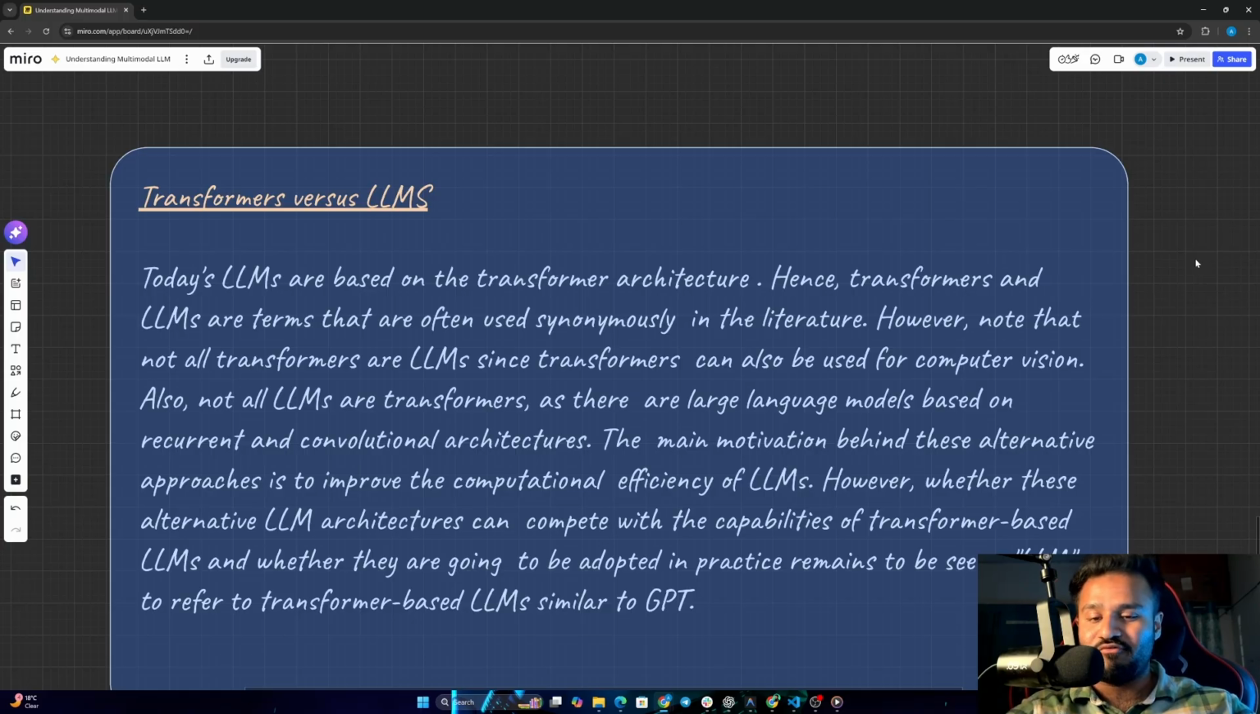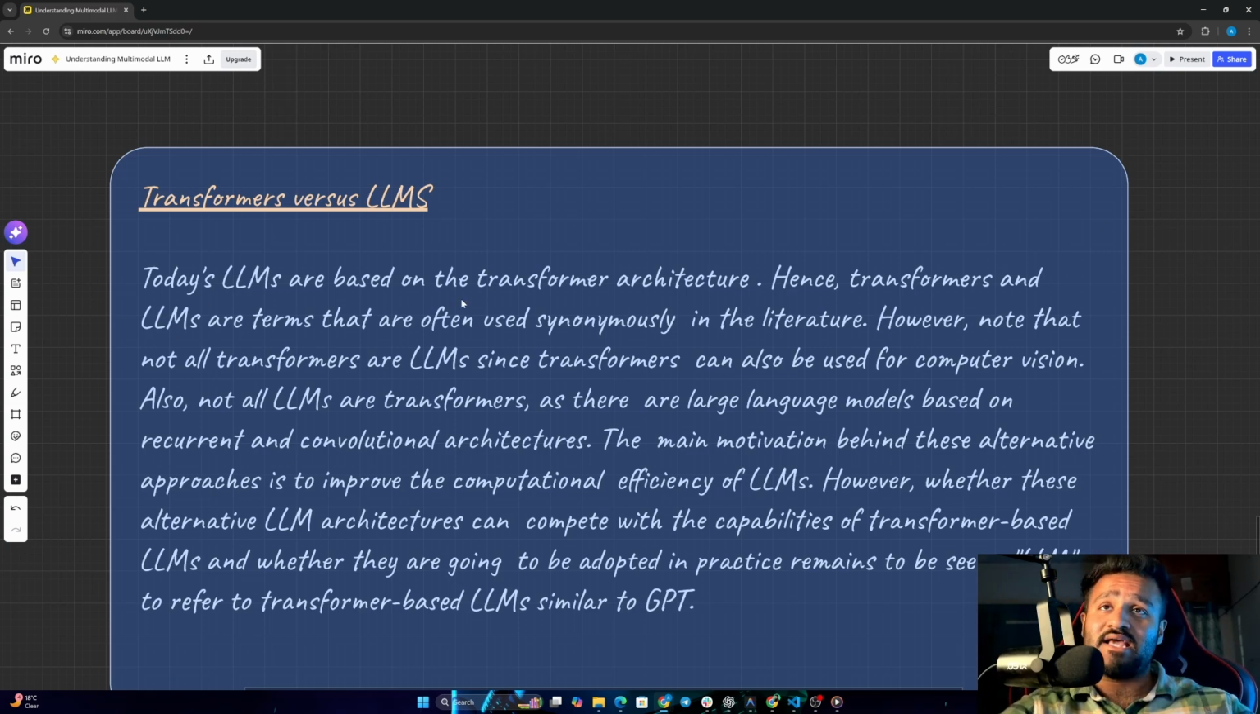Before the transformer, we had language models that were based on RNNs or LSTMs. So remember this clearly: a transformer is an architecture, and an LLM is a large-scale language model. They overlap, but they are not identical. So let's just read this out.